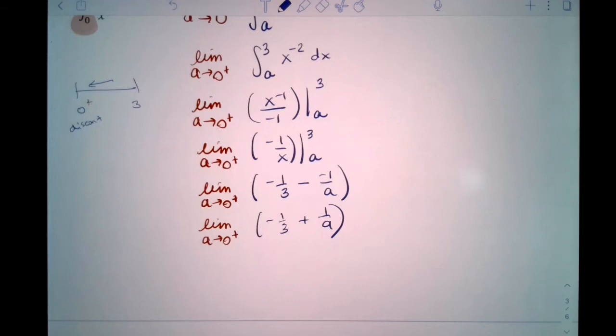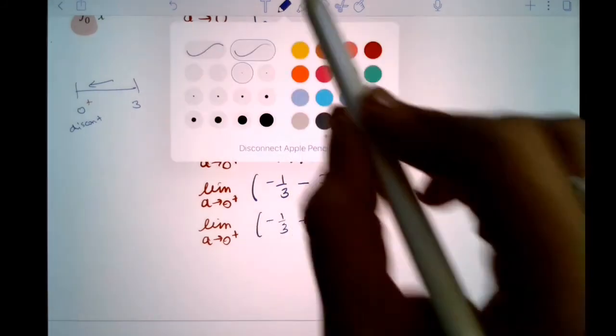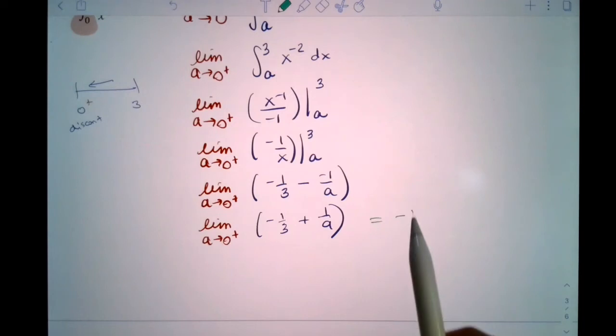Now, let's be careful and realize that a is going to 0. Well, there's no a here, so I just have an evaluation to say, well, that's just negative 1/3. There's no variable, so it's just negative 1/3.